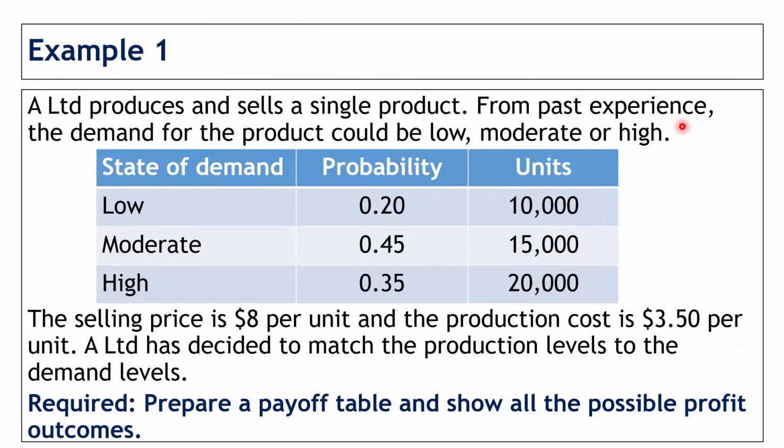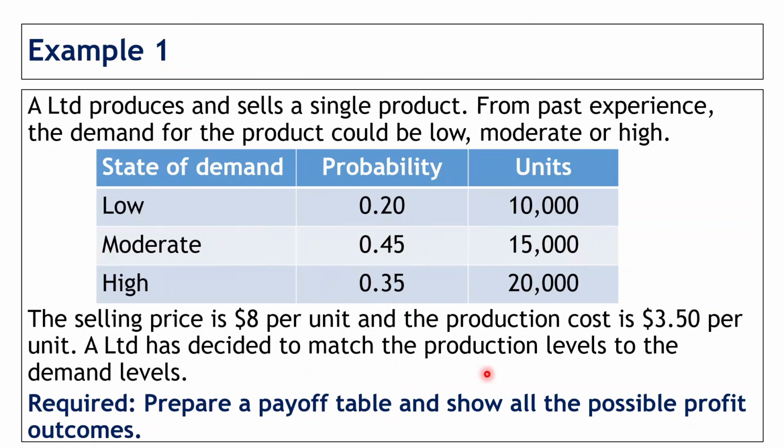Example 1, A Limited produces and sells a single product. From past experience, the demand for the product could be low, moderate, or high. This table contains information about the demand. The selling price is $8 per unit and the production cost is $3.5 per unit. A Limited has decided to match the production levels to the demand levels. Required, prepare a payoff table and show all the possible profit outcomes.